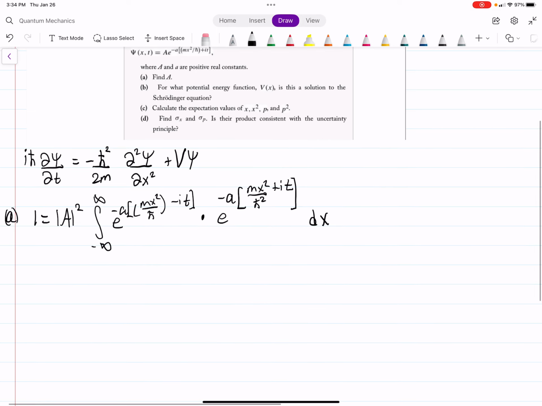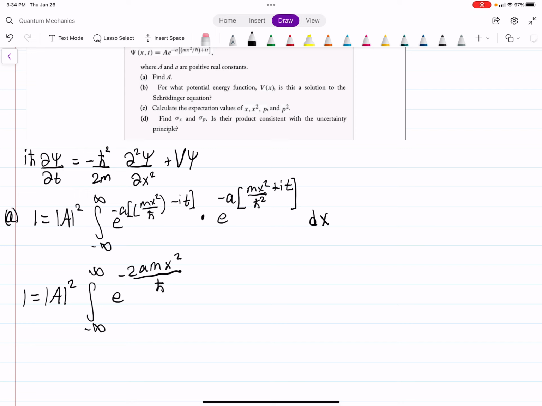And if you wanted to, what you could do is simply combine your terms here. The integral from minus infinity to positive infinity. Your imaginary part essentially just goes away, and you're left with minus 2a m x squared over h bar, dx. And this is an even function, so what we can do here is a trick which I've done before. Hopefully you're okay with this by now. It's just a little calculus trick to make the integral a little simpler.